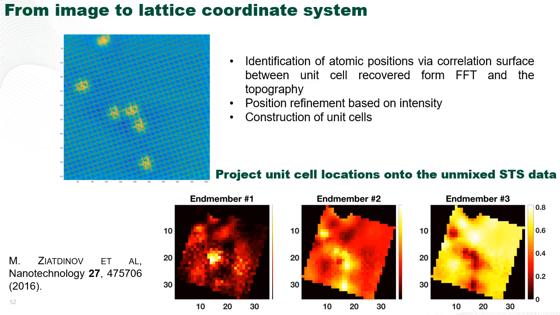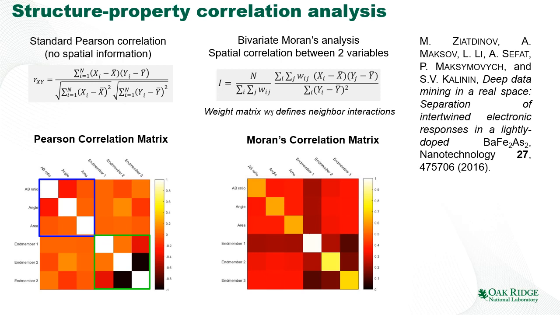So in this case, we have the structural information and the electronic properties from the same location. Then we can start to explore the structure-property correlation analysis. For example, we can start with the standard Pearson correlation and construct the Pearson correlation matrix between the structural parameters, tetragonality, angle and area, and the endmembers, first, second and third, of the electronic properties.